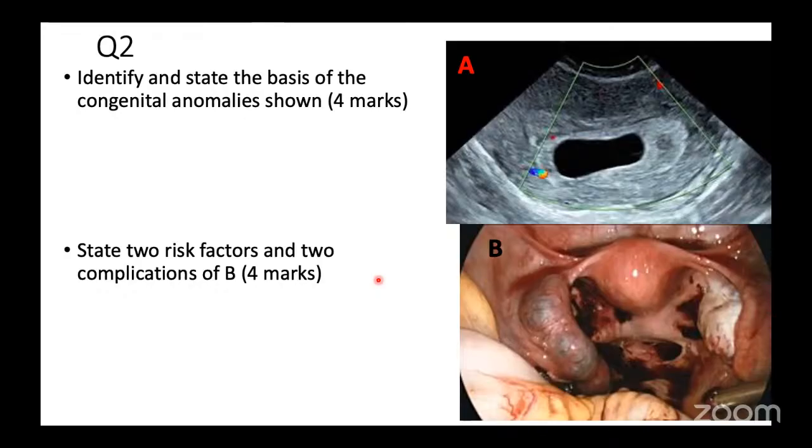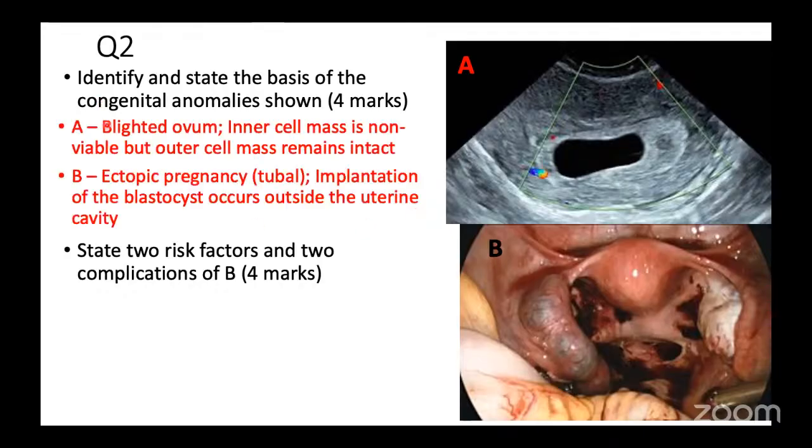So for A, this again is an ultrasound. This here is where you're supposed to have your embryo within. This is the outside, this is your gestational sac, and here's the cavity. In this case, you can see it's empty. There's nothing inside. So this is what we call a blighted ovum.